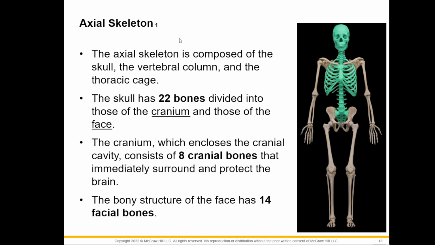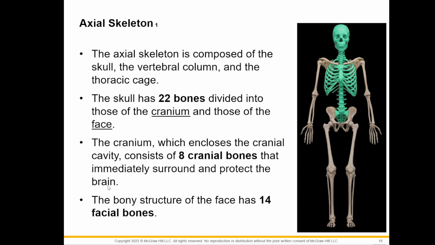Now that we're done counting all the bones, we are going to talk about the axial skeleton. Again, it is composed of your skull, your vertebral column, and the thoracic cage. Again, the skull has 22 bones, divided into the cranium or brain case and the facial bones. As mentioned, the cranium has 8 bones, and their role is to create the cranial cavity where you will find the brain. That's why it's called the brain case or the cranium: its role is to surround and protect the brain.